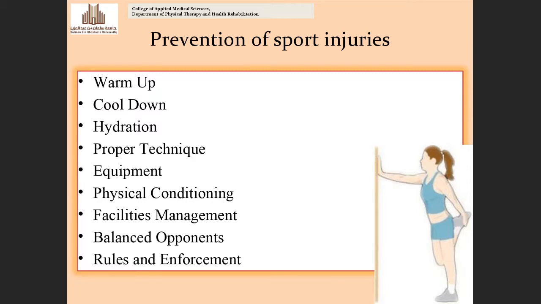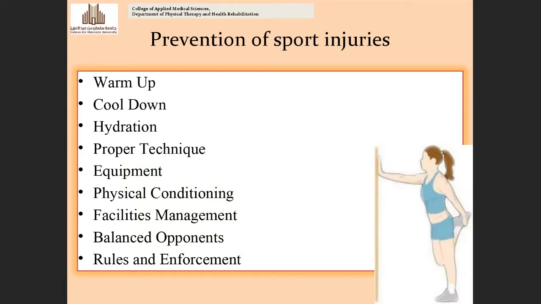Again, the prevention of sports injuries. You have to go for a proper warm up, which means stretching and free movements. You need to take a proper cool down phase, and you have to drink adequate water, that is hydration. The players have to follow the correct techniques, and they have to use the proper equipment for the particular games.